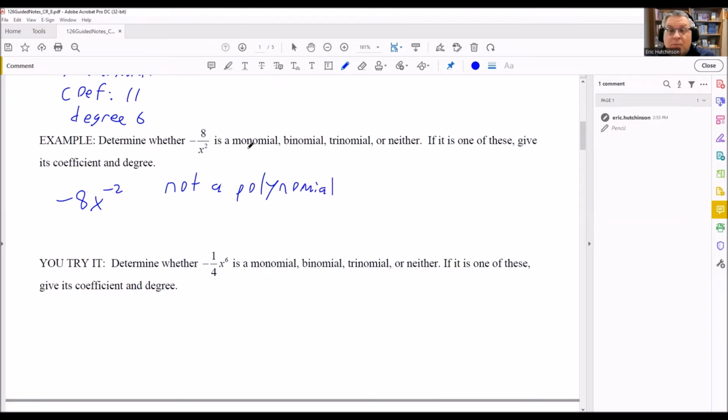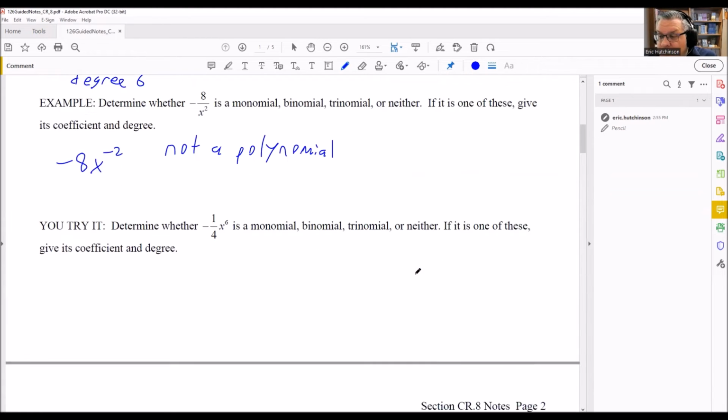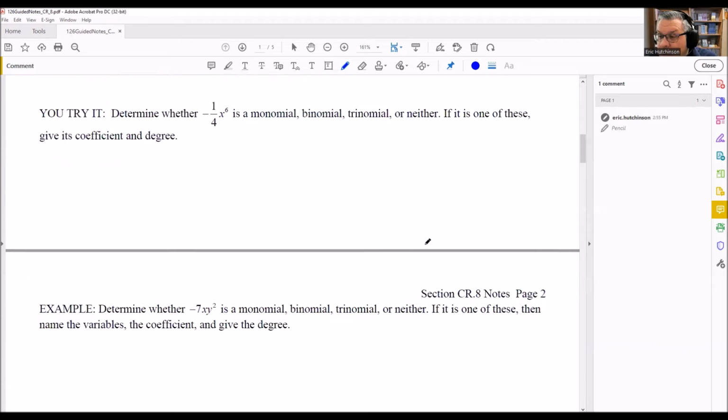Now, in order for it to be a monomial, binomial, or trinomial, it has to first be a polynomial, because these three here are just a more specific type of polynomial. So in this case, because we have a negative power here, this is not a polynomial at all. So since it's not a polynomial, then we don't need to give the coefficient and degree. We only do that if it is a polynomial. So that's the end with that one. Let's do another one here.